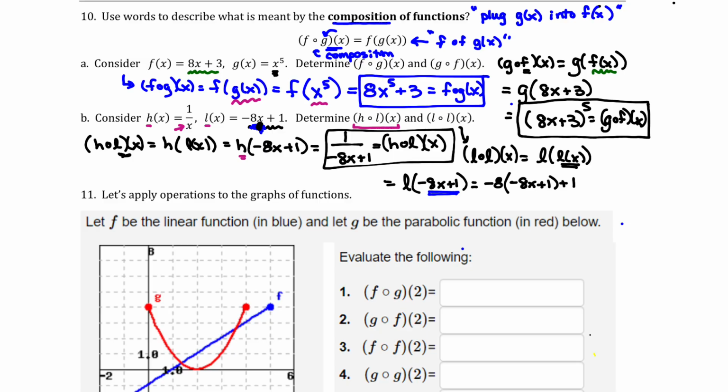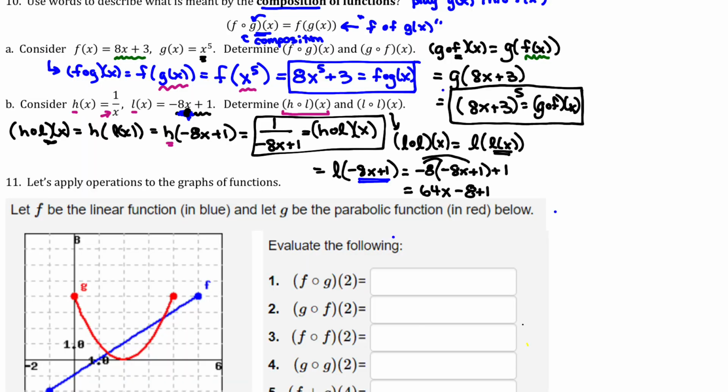Oh, and I can simplify that down a little bit. I'm going to distribute, right? That gives me 64x minus 8 plus 1. And that gives me one more step over here. So that means I have 64x minus 7. This is composing the function L with itself, or taking L of L of X.